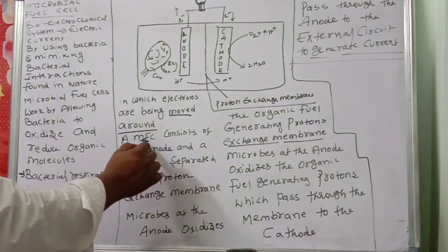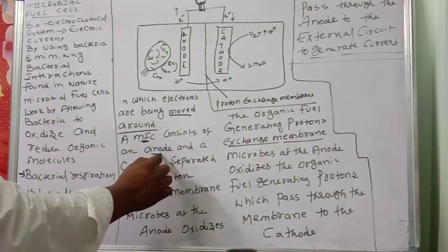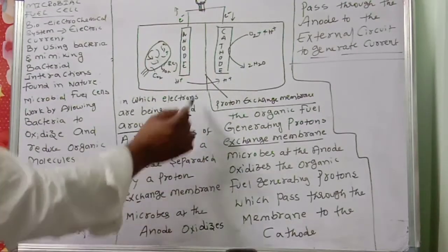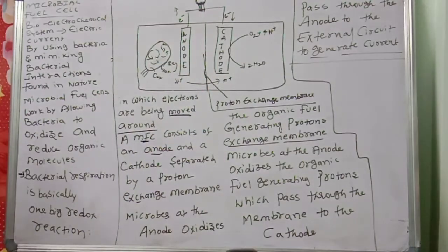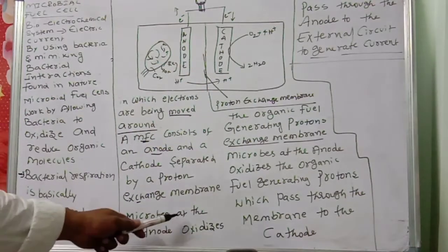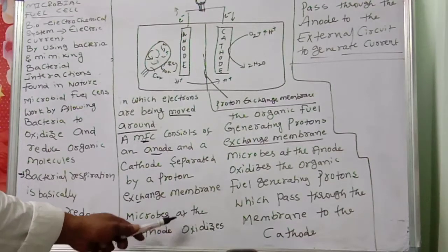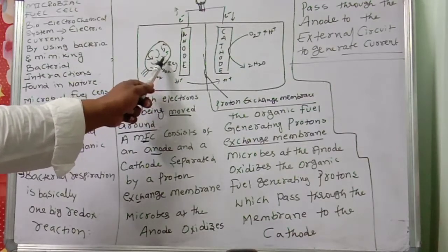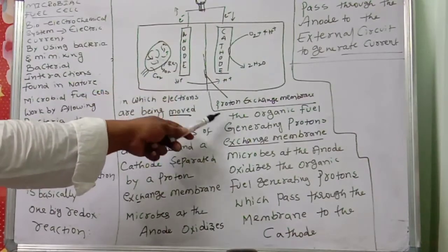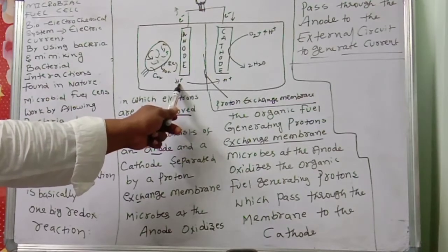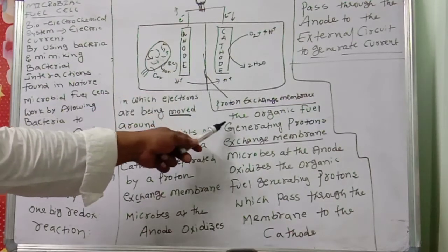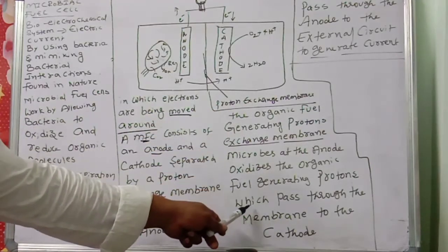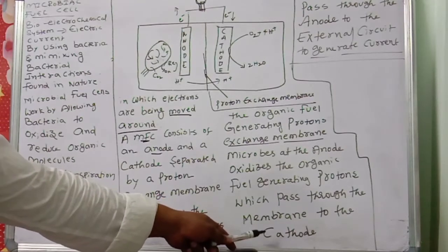MFC means a microbial fuel cell, which consists of one anode and one cathode separated by a proton exchange membrane. Microbes at the anode oxidize the organic fuel, generating protons, which pass through the membrane to the cathode.